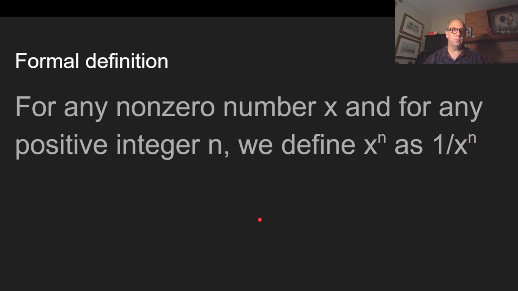Okay, so sometimes I want that, sometimes I don't want that. But basically, for any non-zero number x and for any positive integer n, we can say x to the negative n is 1 over x to the nth.